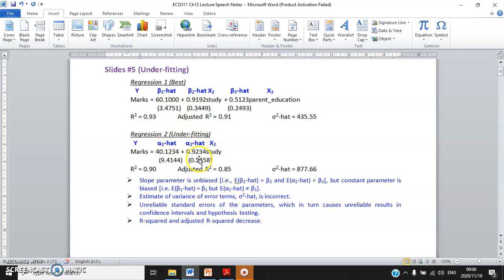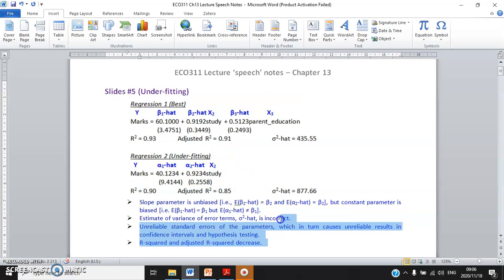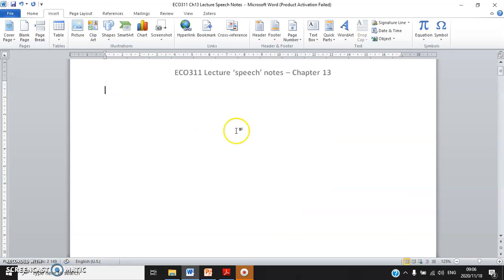And then the standard error of B2 hat, it drops. Remember, for underfitting, we don't know the direction of the bias on the standard error of the parameter. It could be an upward bias, as in this case, or it could be a downward bias, as in this case. Last one, the easiest one: R squared decreases, and adjusted R squared also decreases. So this is the first case of underfitting when x2 and x3 are not that strongly correlated.